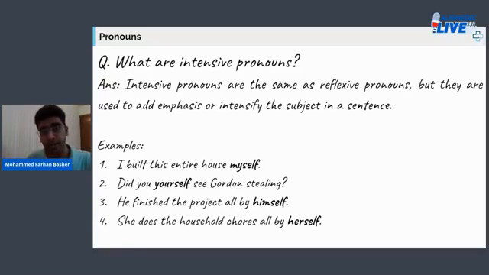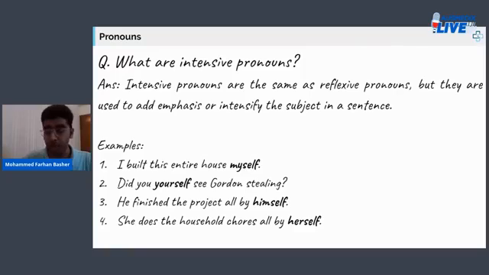Now, I haven't taken an action that was directed towards myself. But in this case, I'm letting you know that I did something, and to put more emphasis on the fact that it was done by me, I am using an intensive pronoun, which in this case is myself. So I say, I built this entire house myself, right? This entire thing was done by myself.